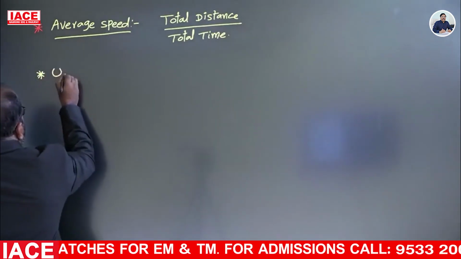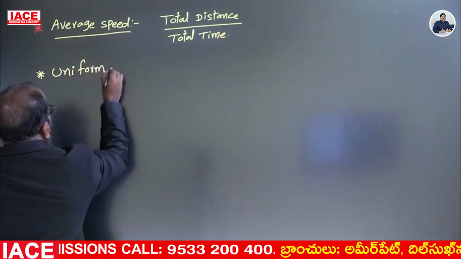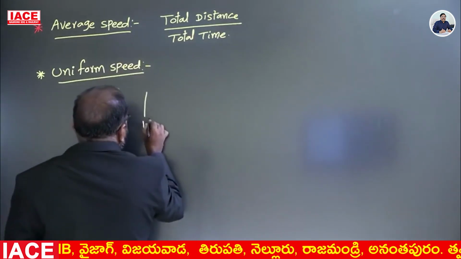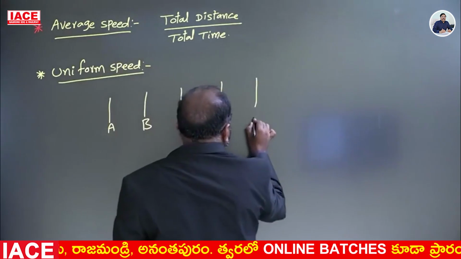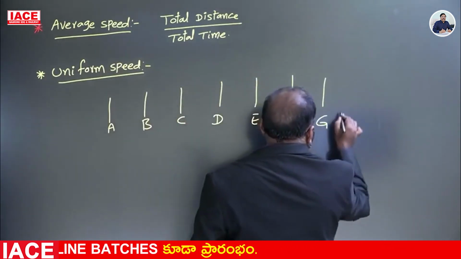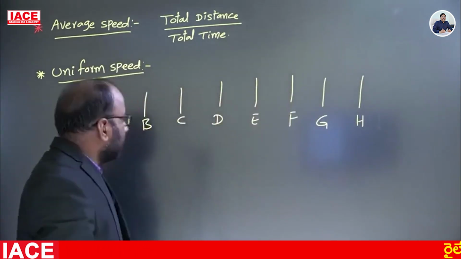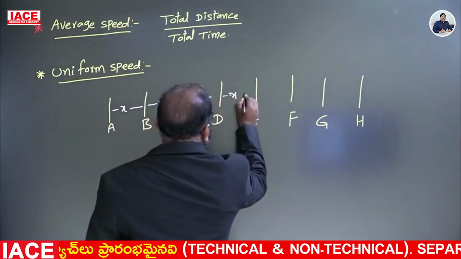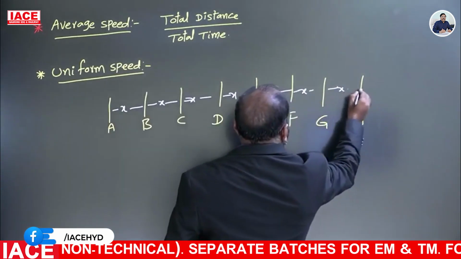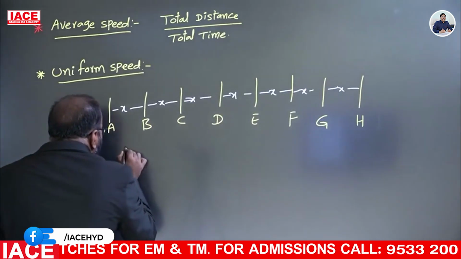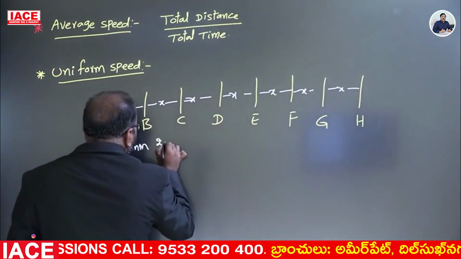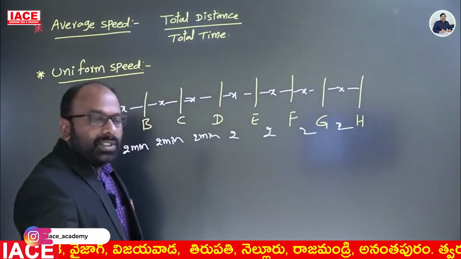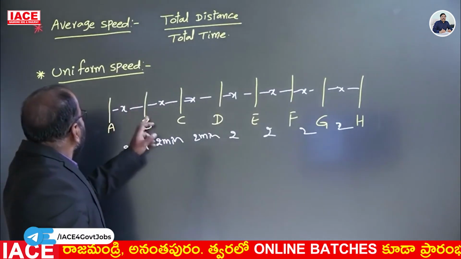What is uniform speed? A, B, C, D, E, F, G, H, etc. are the different positions. Distance between A to B is X, B to C is X, X, X. Distance is the same. If an object covers equal distances in equal intervals of time, for example, it takes 2 minutes, 2 minutes, 2 minutes, 2 minutes, 2 minutes. The object covers equal distances in equal time periods. That kind of speed is called uniform speed.